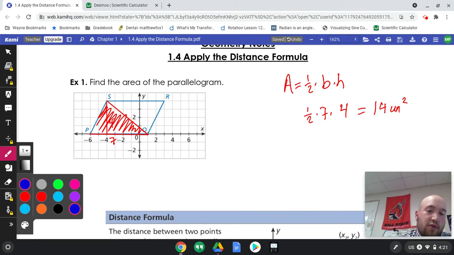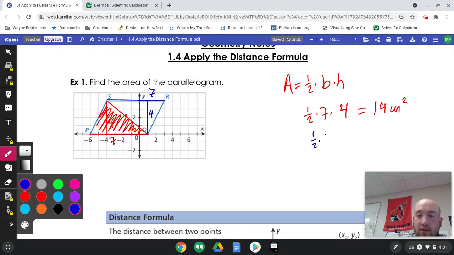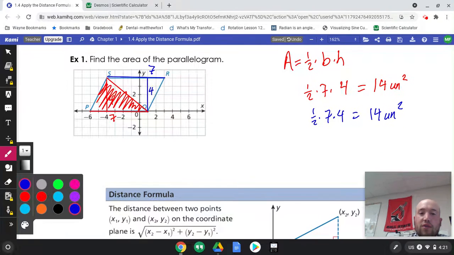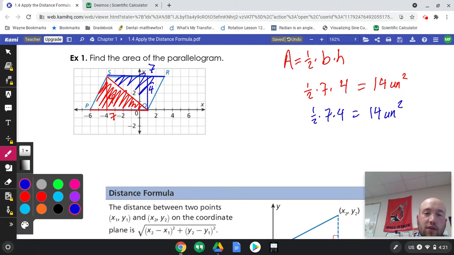Now the good news is for our other triangle, the height is still going to be the same, 4. The base of that other triangle is also 7. So many of you can probably guess 1/2 times 7 times 4. It's going to also be 14 units squared. All we have to do to find the whole area, so that would be this blue, is add the red and the blue together, and we get 28 units squared.